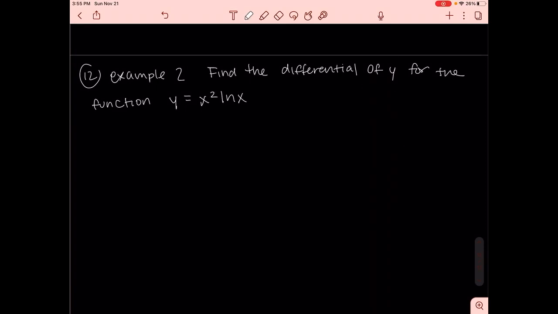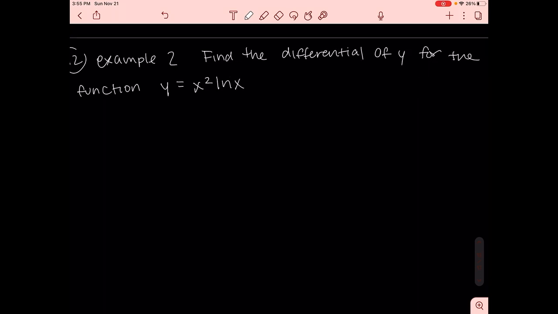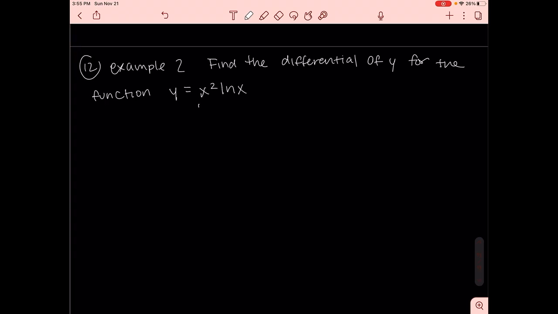Okay, so let's move on to our second example for differentials. And so in this problem, they're asking us to find the differential of y for the function y is equal to x squared ln x. And so for this problem, we're going to have to use the product rule. We've got our first function here, and we've got our second function here.